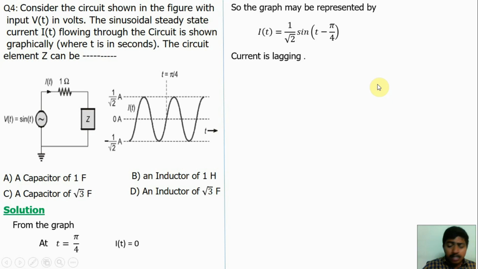Current lagging means the element should be an inductor. So we may eliminate options A and C. A and C are wrong. The answer may be B or D. Now we have to find which one is correct.